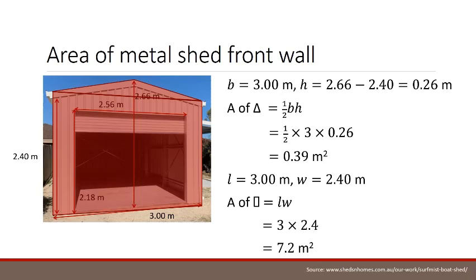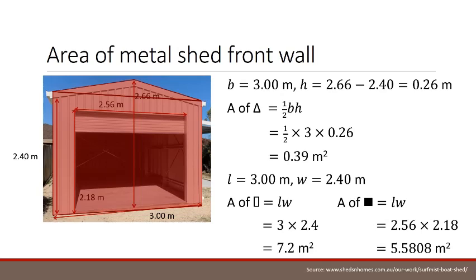We also want to find the area of the garage opening and cut it out. So the area that we want to cut out, I've put as black there. Again, it's a rectangle, so it's LW, is 2.56 in length and 2.18 is its height, or the width of that rectangle. And multiplying those is 5.5808 metres squared.